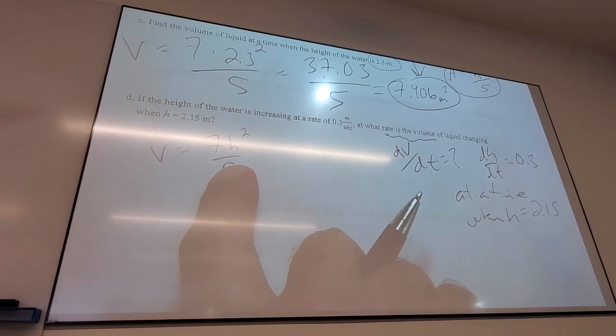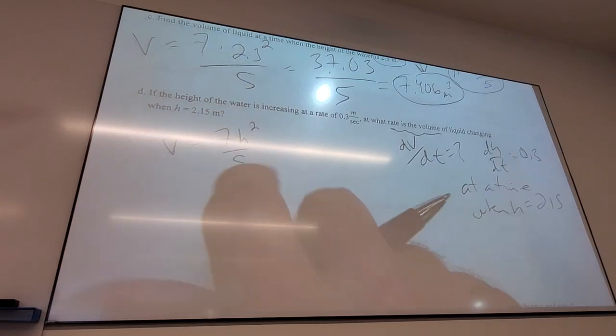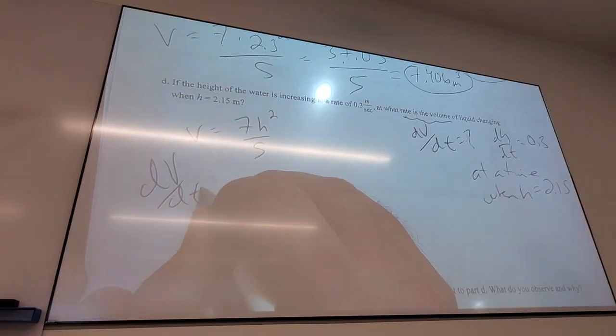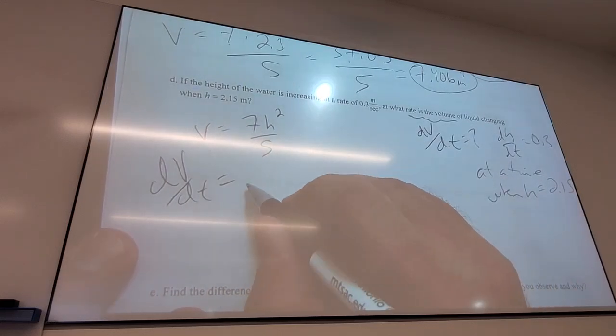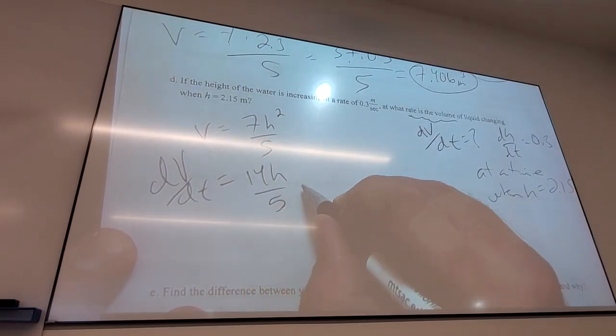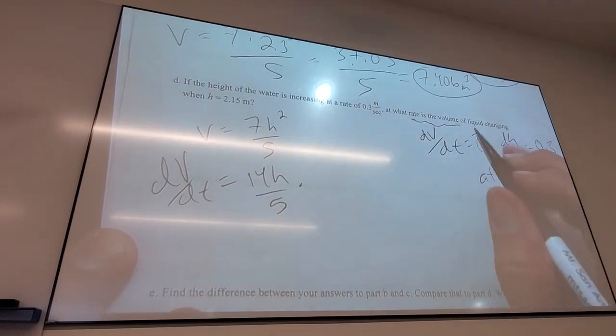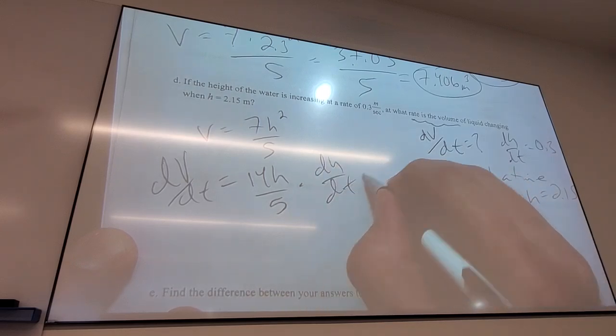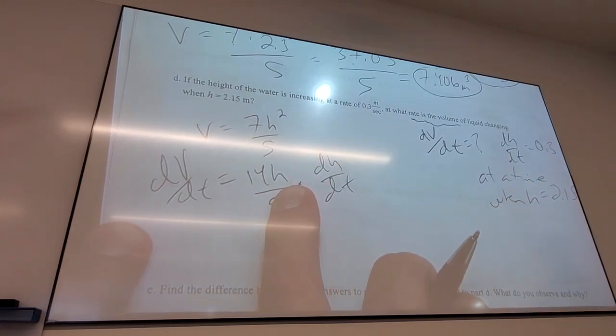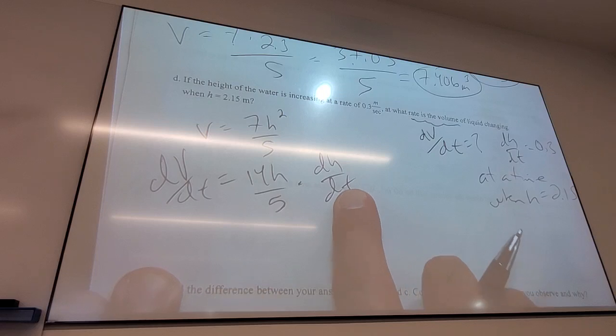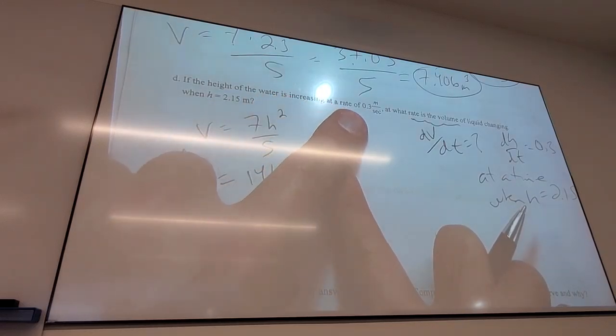Because this is changing over time. What is the derivative of this? I'll do this side. Okay. 14 times dH/dt. Because I have to take the derivative of the inside function, right? And now I have, for example, if you didn't have that, you'd have nowhere to put 0.3.